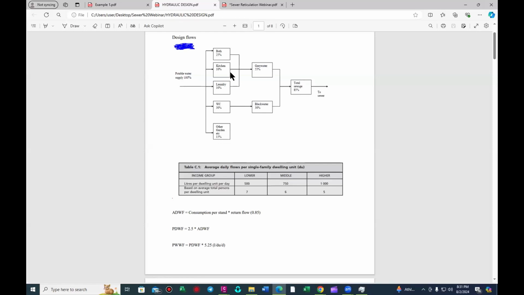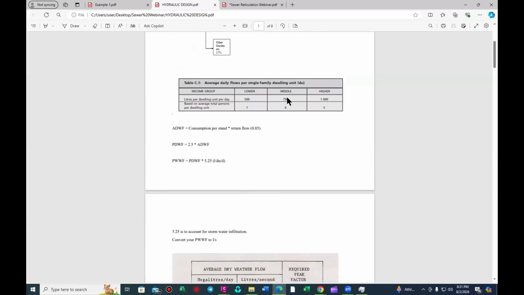This is the equation, where bath is 25%, your kitchen is going to take about 10%, laundry and the likes. All that water is going to make up what we call the gray water. Then the water from the WC, which is your water closet, is going to make up what we call the black water. So the total sewage is going to be 85%.